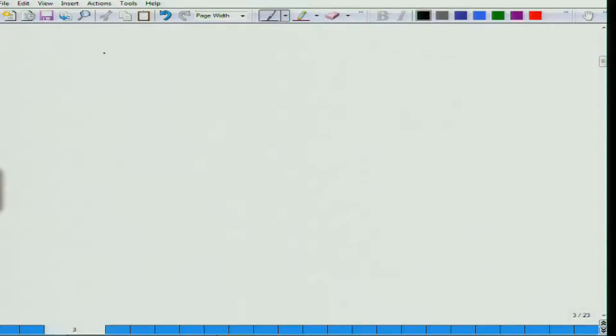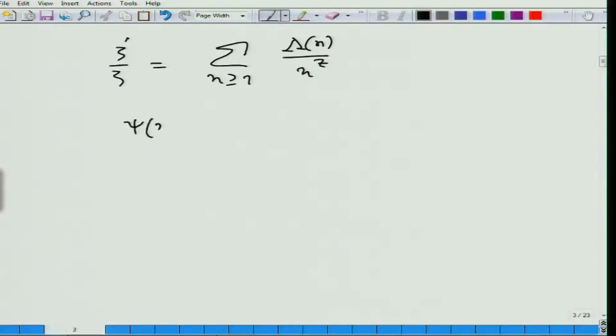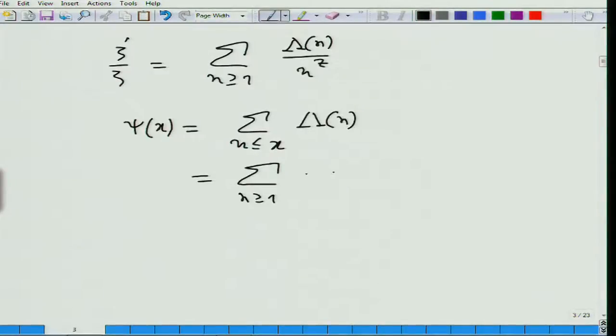Let's just start from the basics. Zeta prime over zeta is summation n greater than or equal to 1 lambda n by n to the z, right? And moreover, we also know that psi x equals summation n less than or equal to x lambda n, which we said is summation n greater than or equal to 1 lambda n delta x by n, right, if I remember correctly.